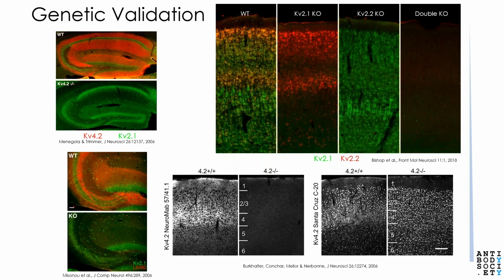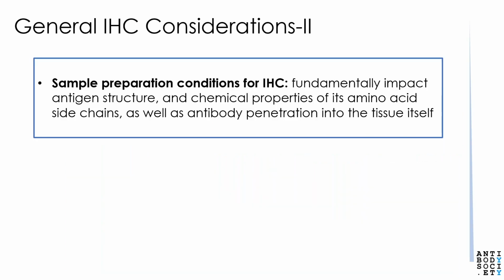These examples show the power of genetic validation for validating antibodies for IHC, as performed on paired samples prepared under the same sample preparation conditions. This is an important consideration, as arguably more than any other technique, sample preparation conditions for IHC can fundamentally impact the antibody labeling that's obtained in tissue samples.